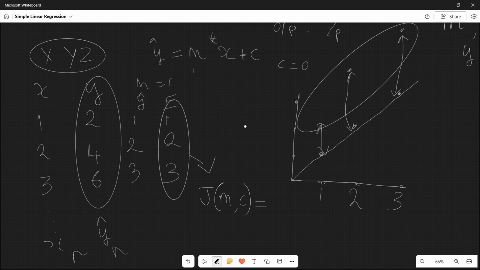For this, I am using the mean square error. Mean square error is nothing but summing up all the squares of the errors: 1 by 2 into the total number of records, summation i equal to 1 till n, (yi cap minus yi) the whole square.